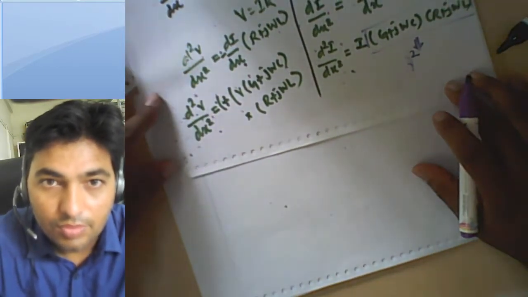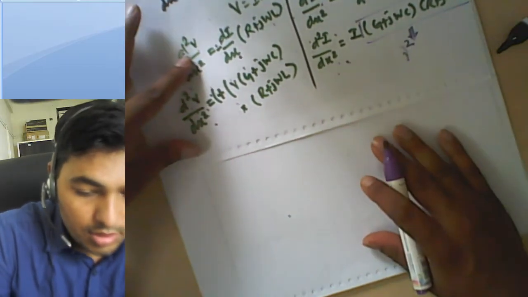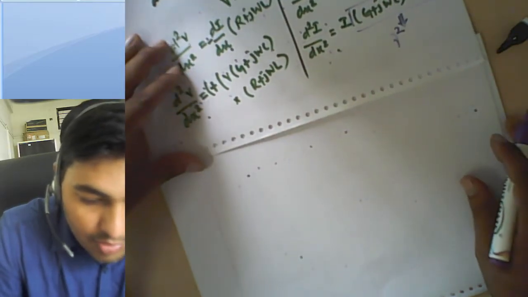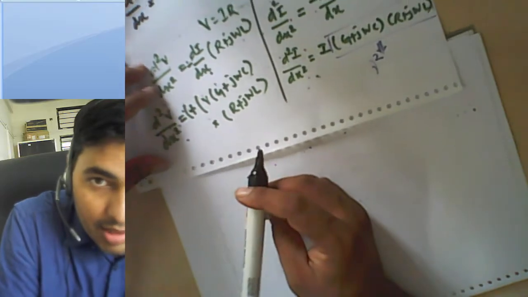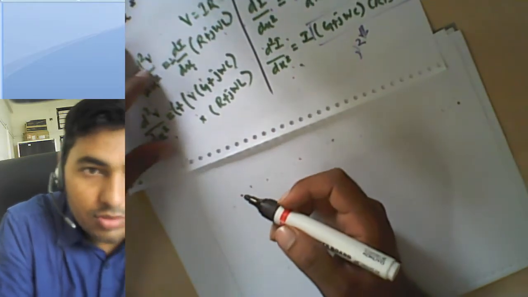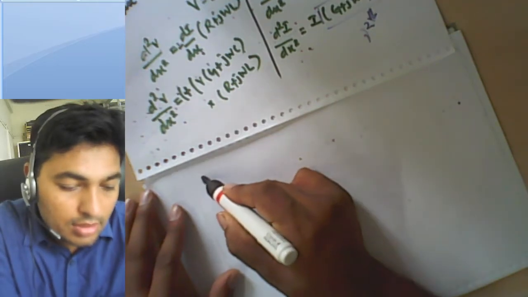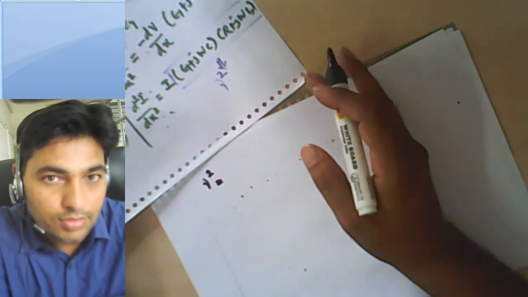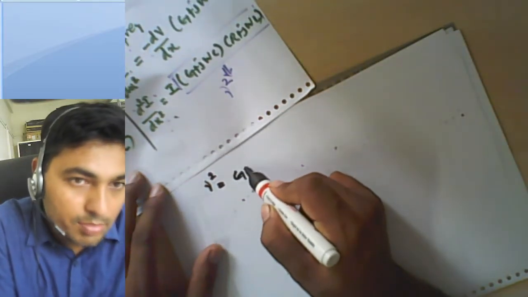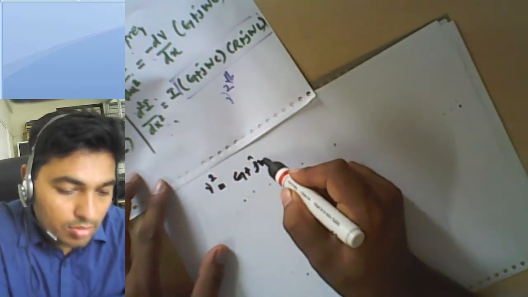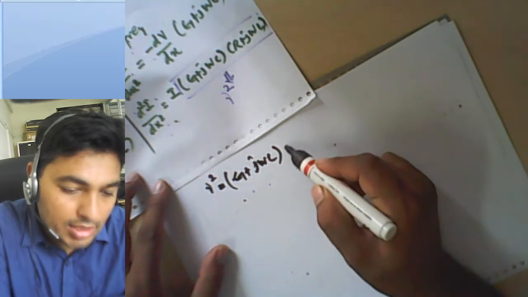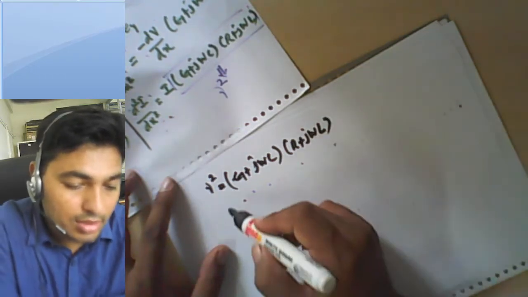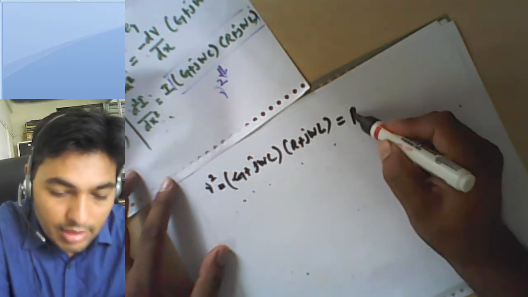So we are having this solution. Now we have defined one more parameter, that is gamma square. Gamma square is equal to (g plus j omega c) multiplied by (r plus j omega l). This is our gamma square, that is called the propagation constant of a transmission line.